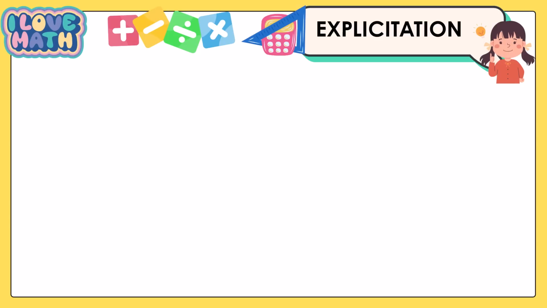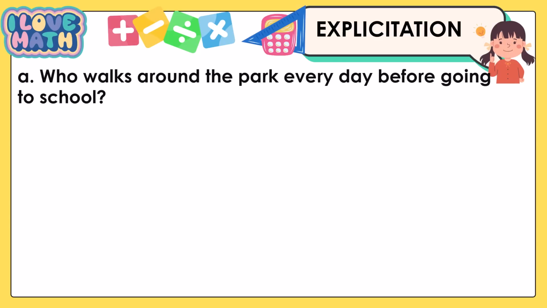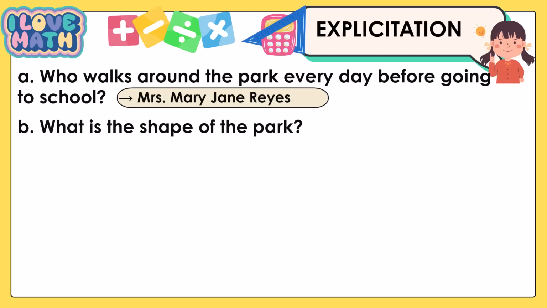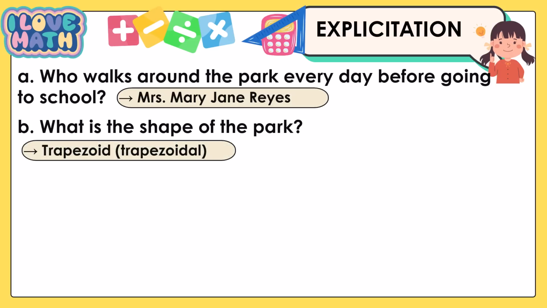Let us answer. Letter A. Who walks around the park every day before going to school? The answer: Mrs. Mary Jane Reyes. B. What is the shape of the park? The answer: trapezoid or trapezoidal.